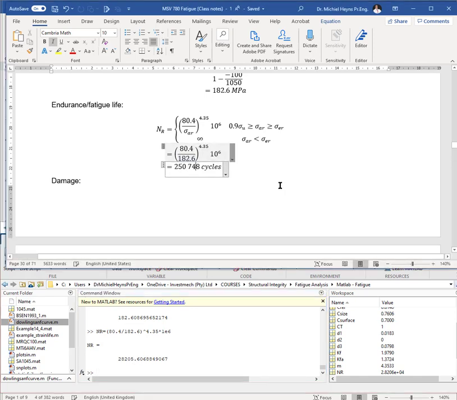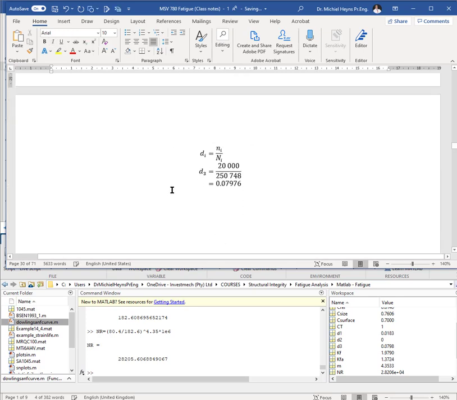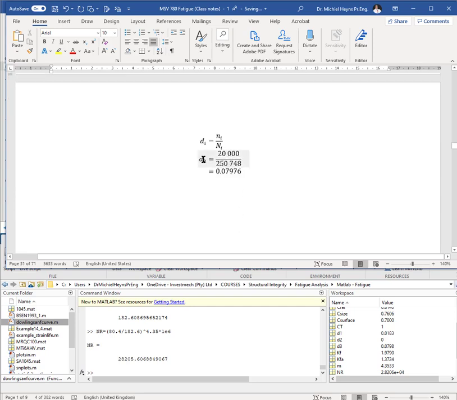So this will become 28205 cycles. I always use slightly fewer cycles; I don't normally round here, but it doesn't really make a big difference. So this will be D4, and D4 will be equal to 2000 divided by 28205 cycles. Let's calculate D4.